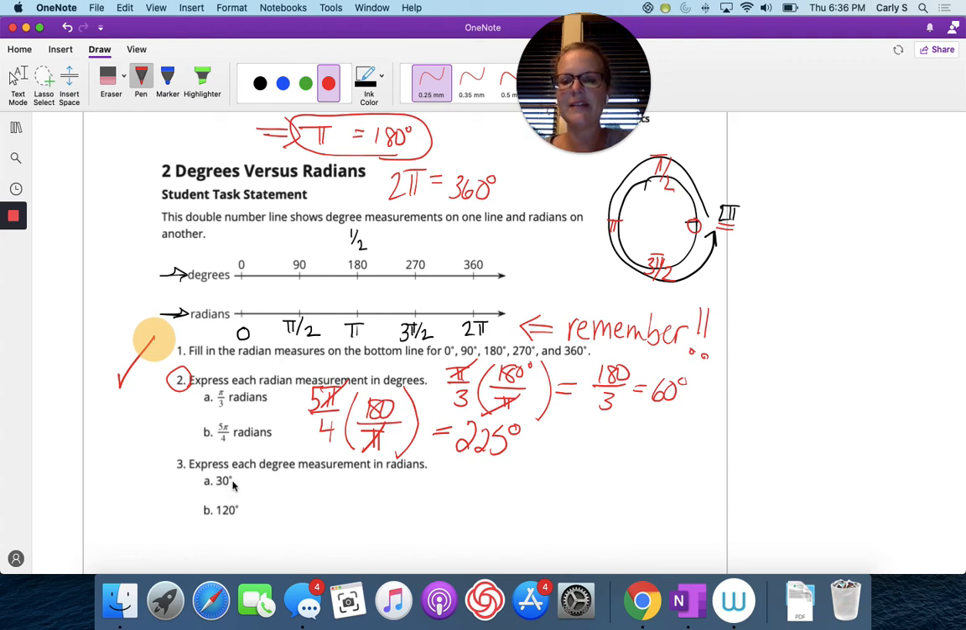Now, we have things in degrees, and we need to express them in radians. As we've said, radians usually have a pi in them. So when I want 30 degrees, I multiply it by pi over 180, radians on top and degrees on the bottom. If I simplify 30 over 180, that's 1 over 6, and I need that pi, so it's pi over 6.